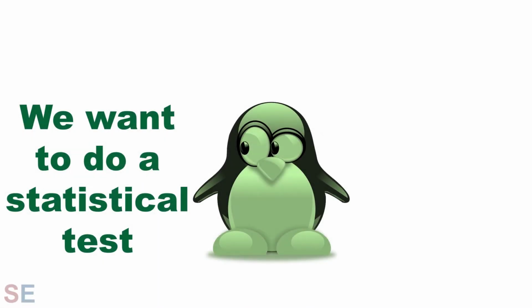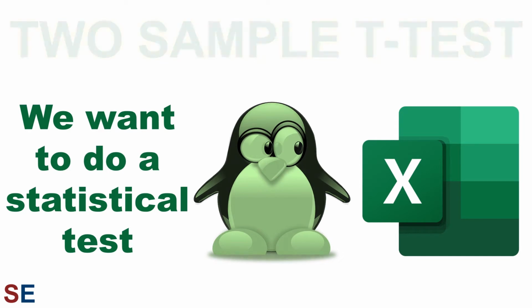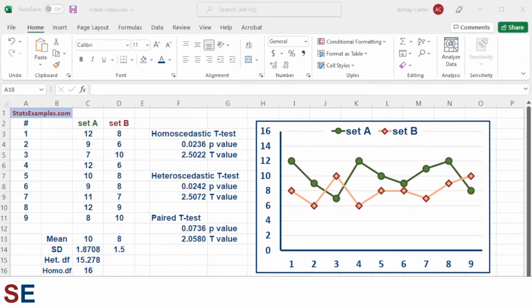Okay, say we want to do a statistical test and we want to use Excel to do it. And in particular, we're going to look at the two-sample t-test. We'll use this spreadsheet to look at how t-tests can be used to compare the means of samples to determine whether the means of the populations they come from are likely to be different.